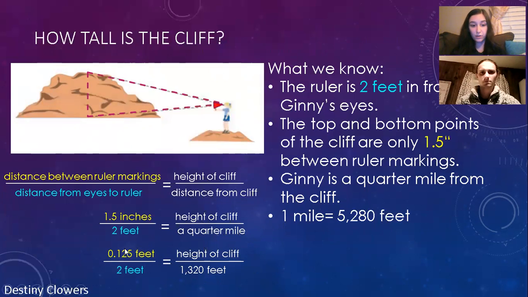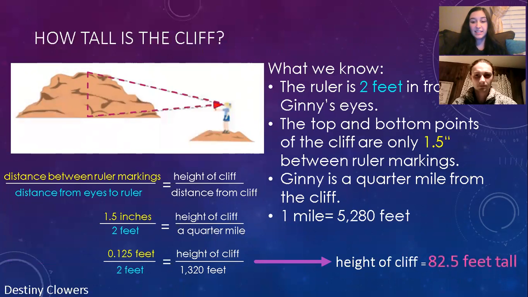So now, as you can see, all of our units are in feet, so it's going to be a lot simpler to solve. Now we're going to multiply this side by 1,320 feet. That means that number crosses out. Then we multiply 1,320 feet by 0.125 feet divided by 2 feet. Once we do that calculation, we get 82.5 feet. That means the cliff is 82.5 feet tall. Wow. I hope that answered your last question.